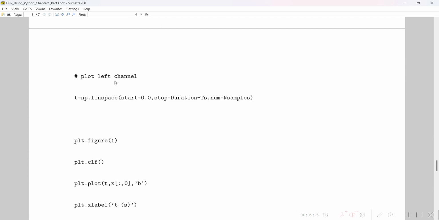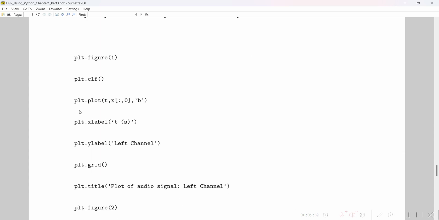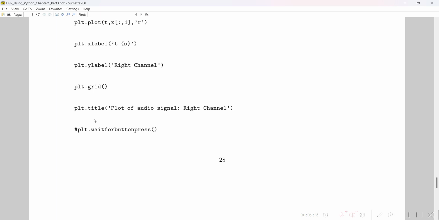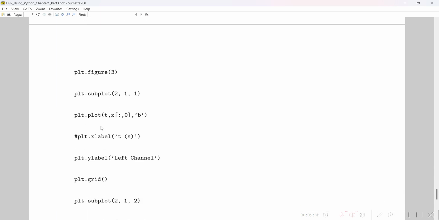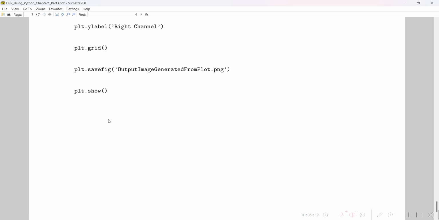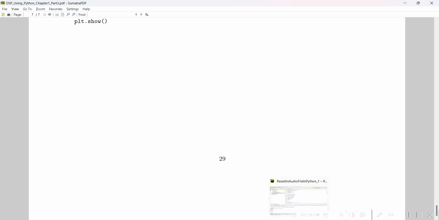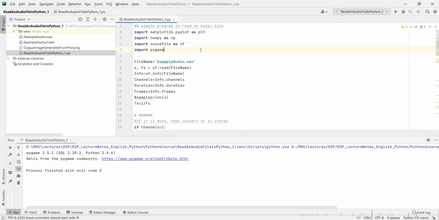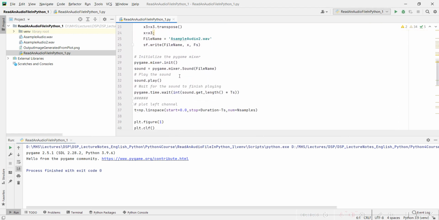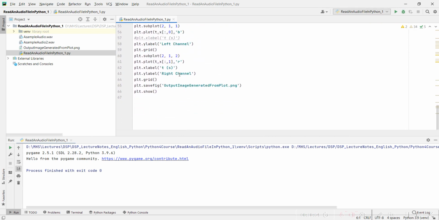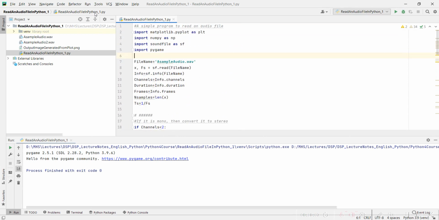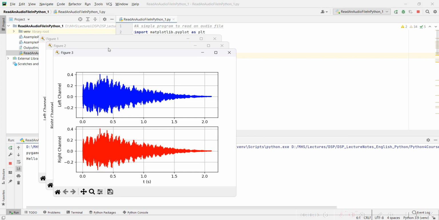I'll try to attach the file somewhere on YouTube. I haven't tried it yet. Okay, just plotting the information. Now, I will try it inside PyCharm. The same information here, just scrolling from top to bottom. The same information. Now I'll run it.